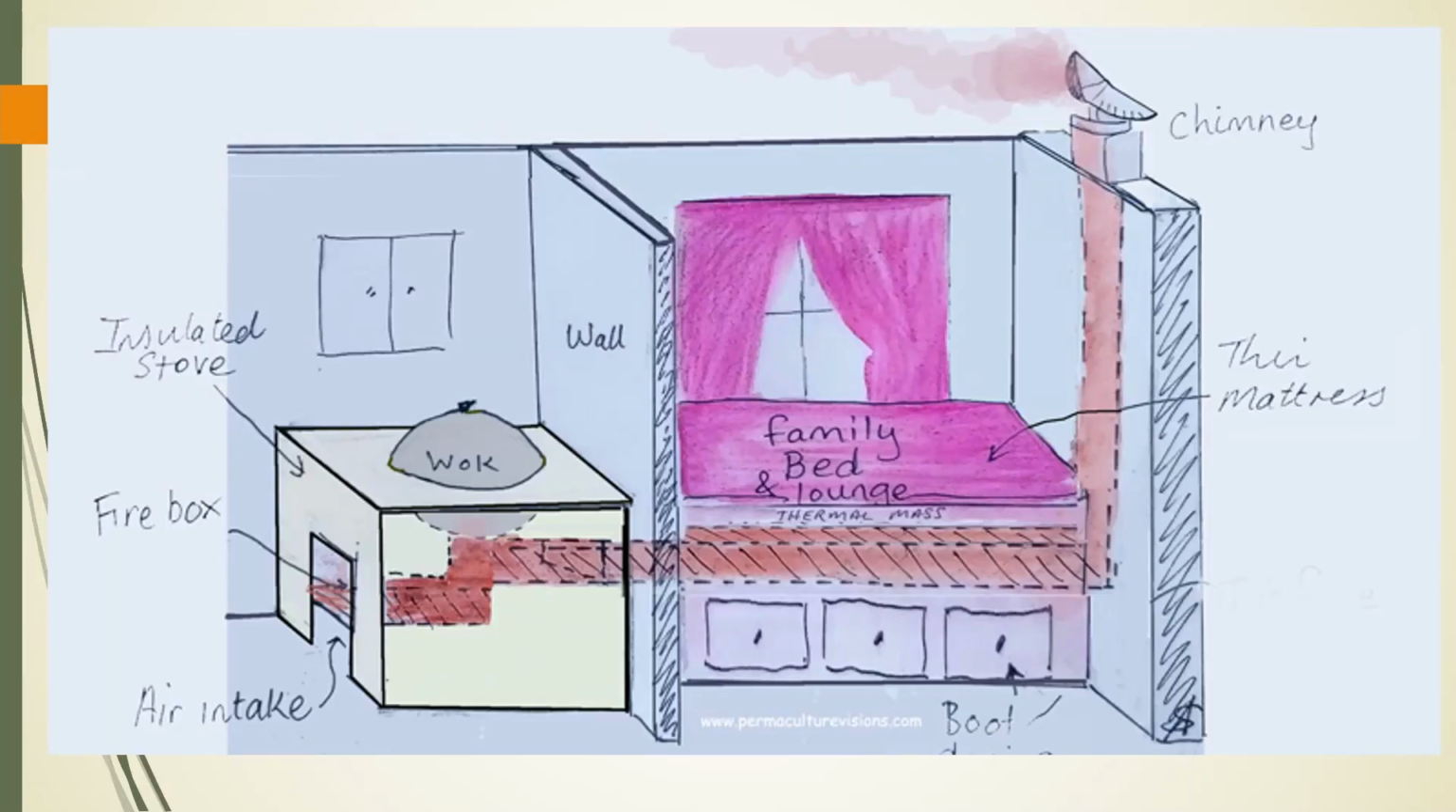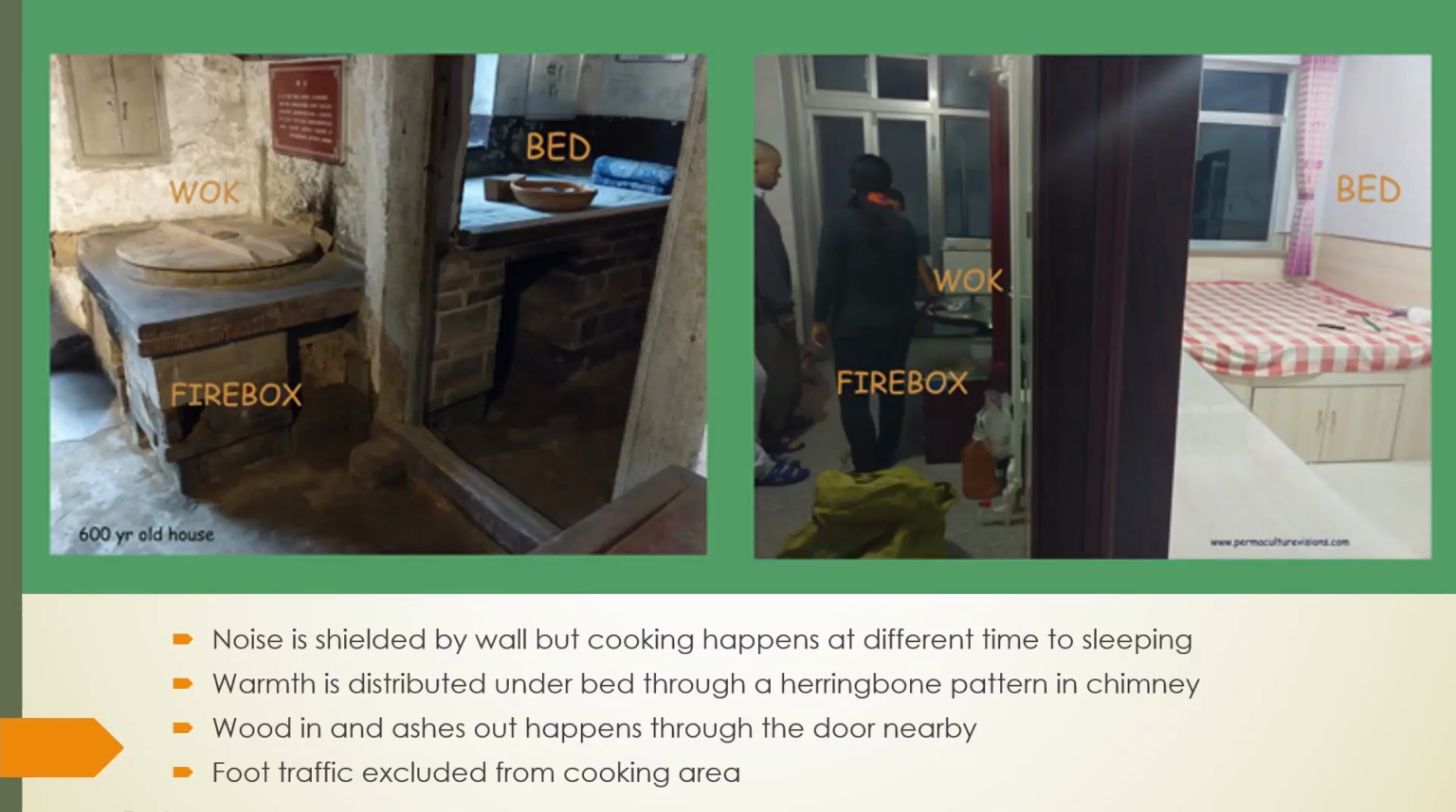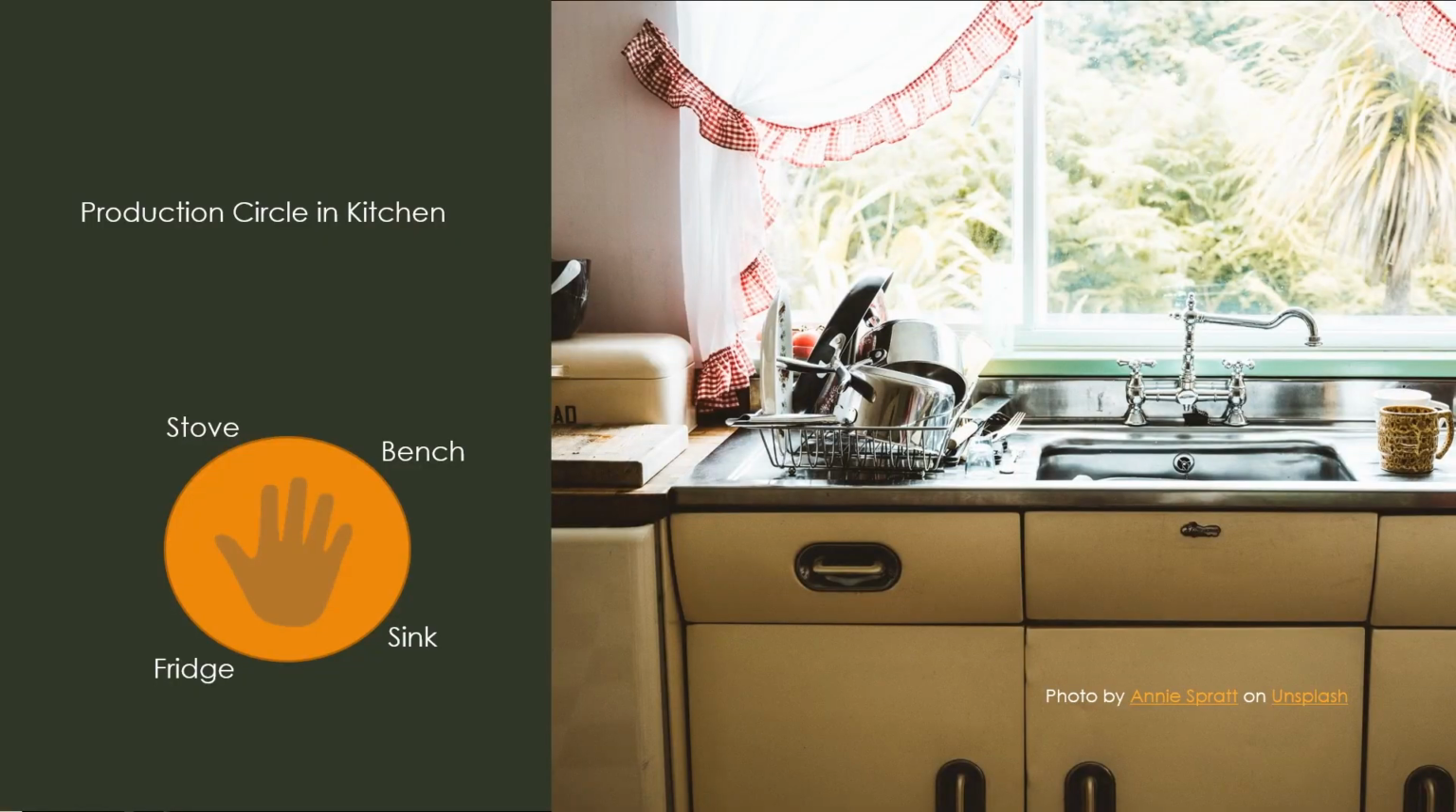I'm going to spend a second here just showing you how the gong works. You can see how there's the wok on the left-hand side. The chimney goes through a herringbone-shaped system underneath the bed, and then it goes up a chimney. Here's an old one from 600 years on the left-hand side there, and there's the modern one from just a couple of years ago in a traditional village in northern China. But let's get back to that kitchen.